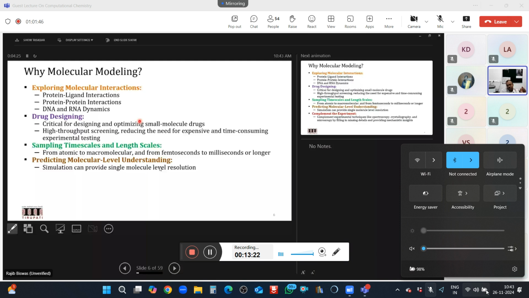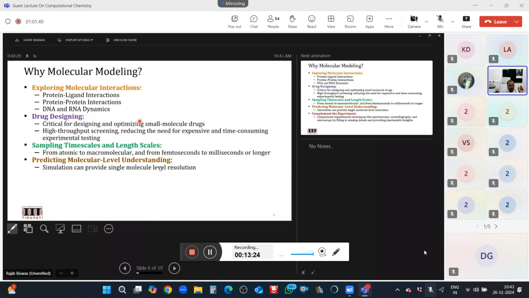And the best part of molecular modeling is that you have the information for each and every individual molecule at your hand, so you can tune and probe single molecule level interactions with different other molecules, or what they are doing.